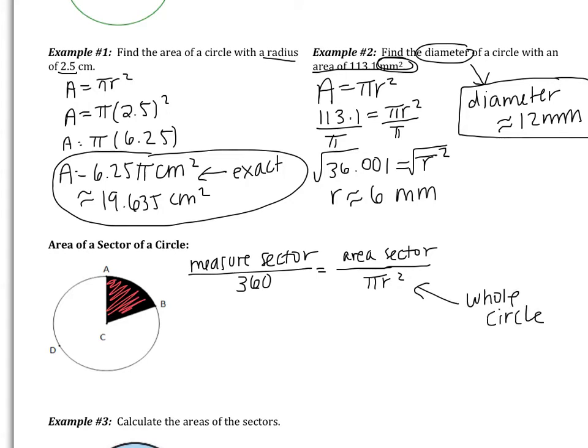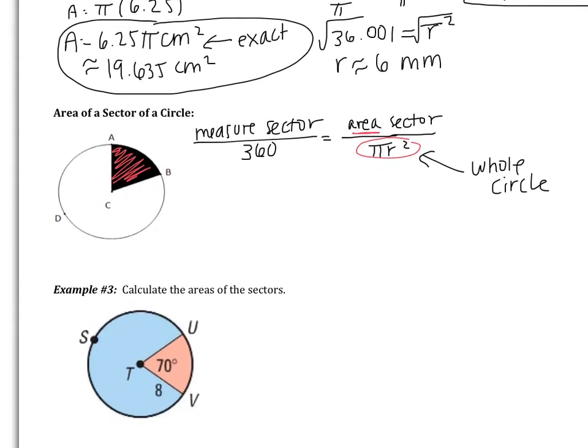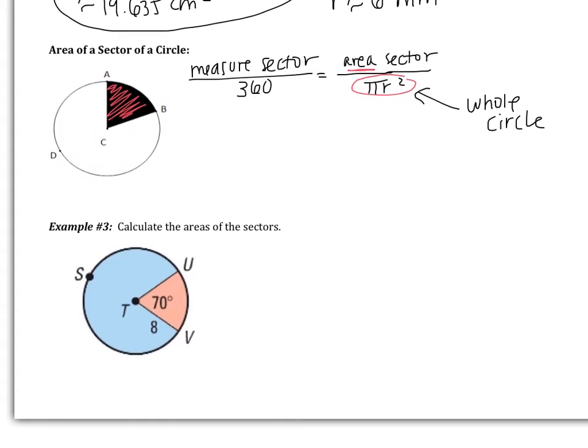So anytime you're asked to find the area of a sector, you're going to be setting up a proportion and solving it using the cross products property. So this should look almost identical to what we did last section. What changes is the pi r squared and the area. Before it was arc length and 2 pi r. So let's look at example number 3.